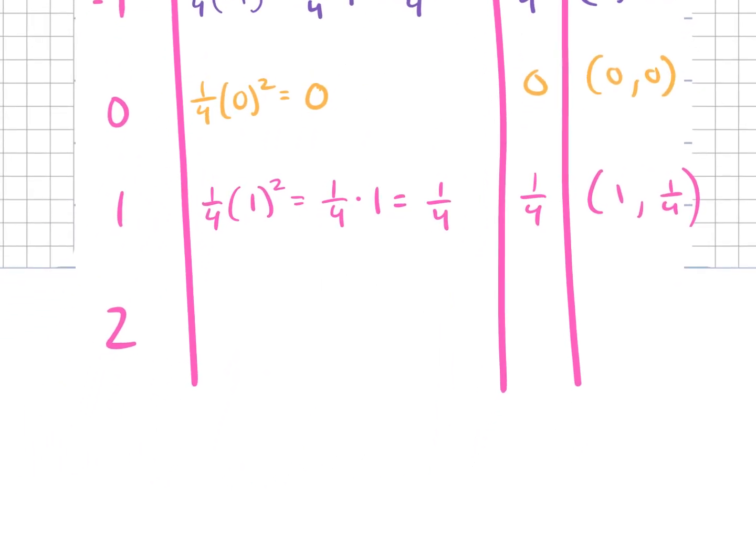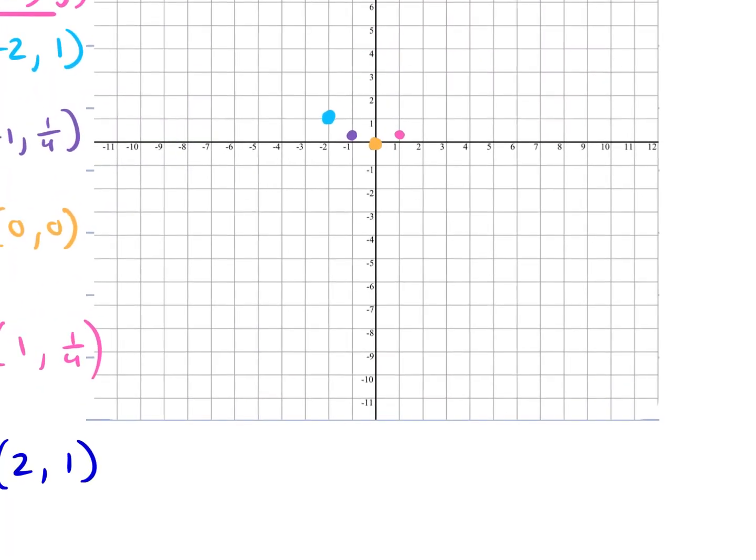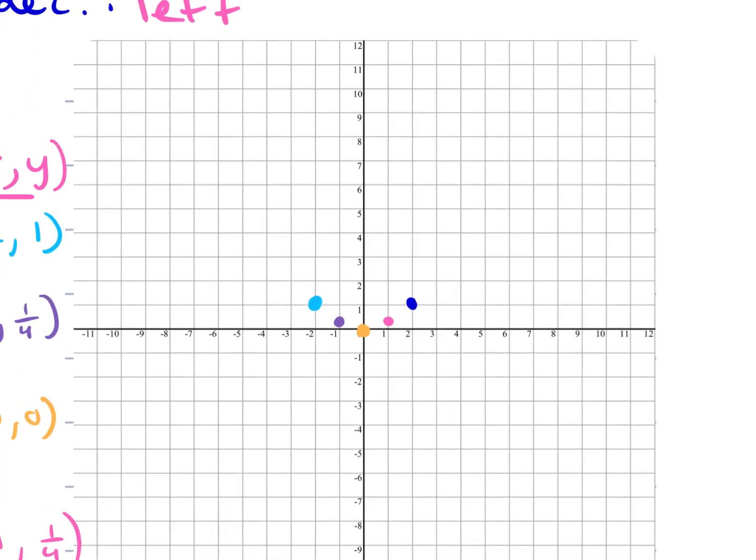And then lastly, let's plug in 2. We have 1/4 times 2 squared. 2 squared is 4. And what's 1/4 times 4? 1. Awesome. It'd be 4 over 4, which simplifies to 1. So our point would be 2, comma 1. Perfect. So we're going to go to the right 2 and up 1. What shape does our graph make? A U. Here it's kind of a wide U, but it is a U.